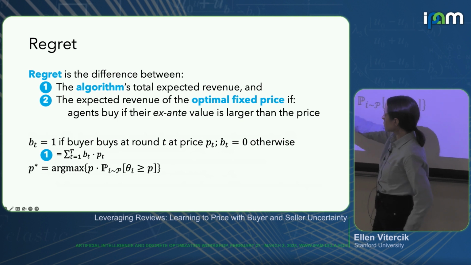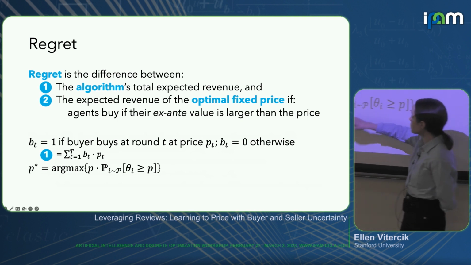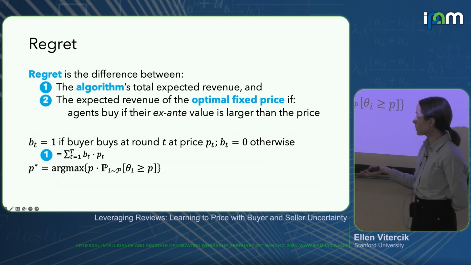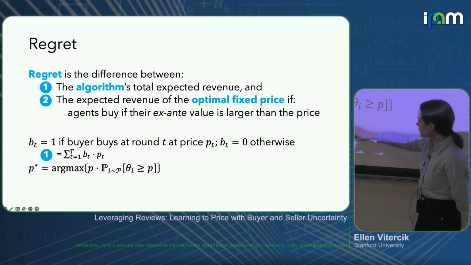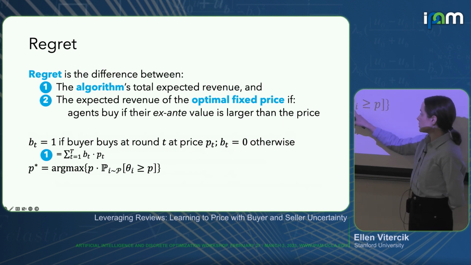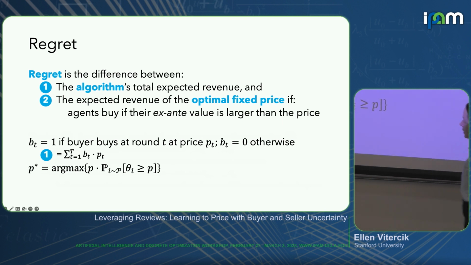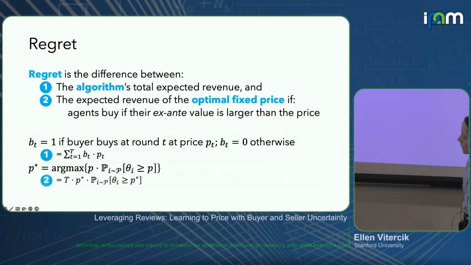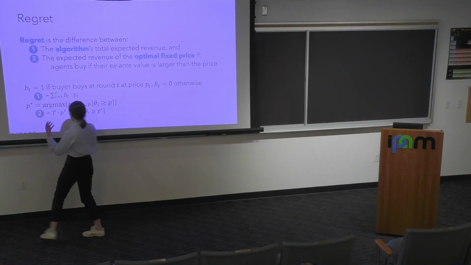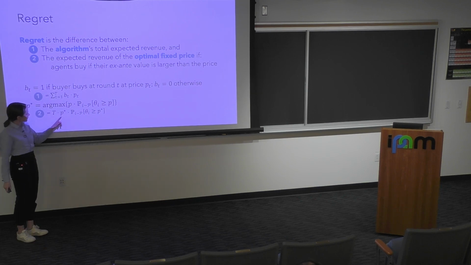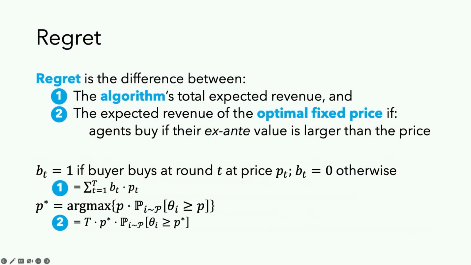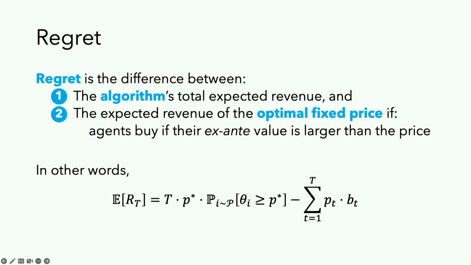And now let's think about 2. So let's say that P star is the optimal price if the buyers always bought when their ex ante value was above the price. So in other words, we've got the price here, and we're saying, what's the probability that a randomly chosen agent's ex ante value is above the price? So they always buy if their value is large enough. Then we can write 2 as the sum over all time of the revenue of that price in expectation. So that's that price itself times the probability an agent buys. And so in other words, we can write the expected regret as the difference between our baseline's revenue and the revenue that we actually got. And again, I think there should be an expectation here.